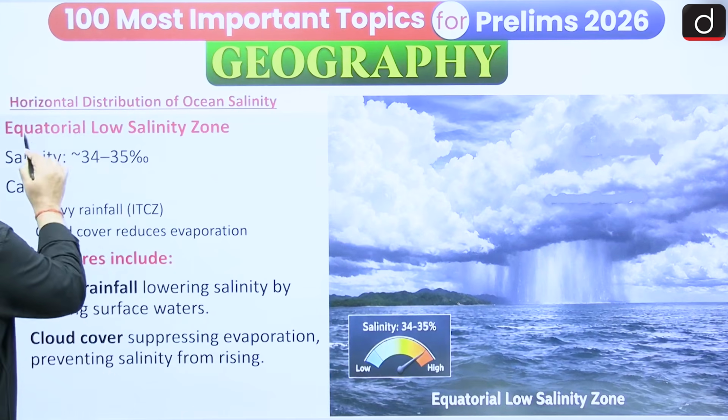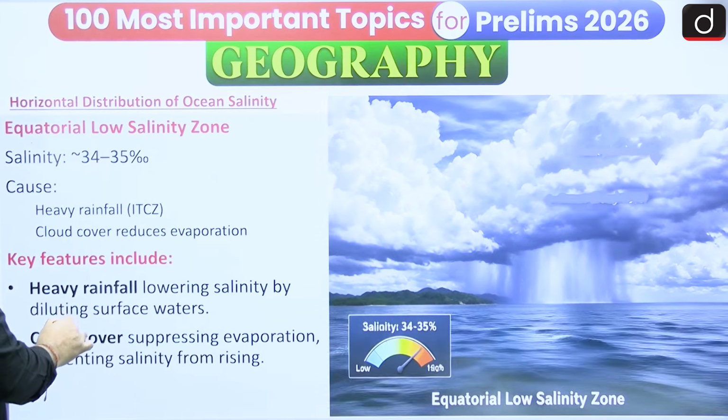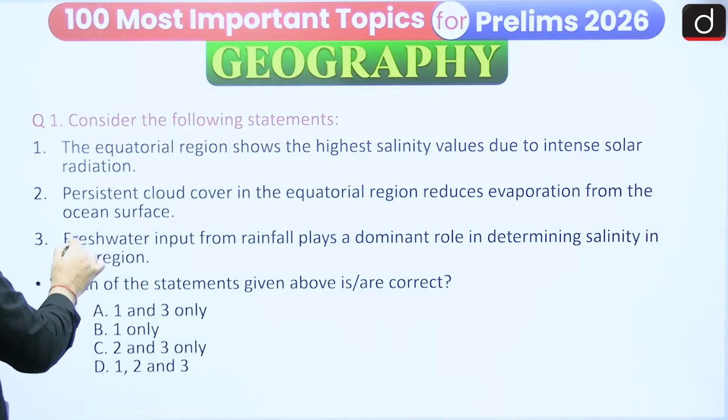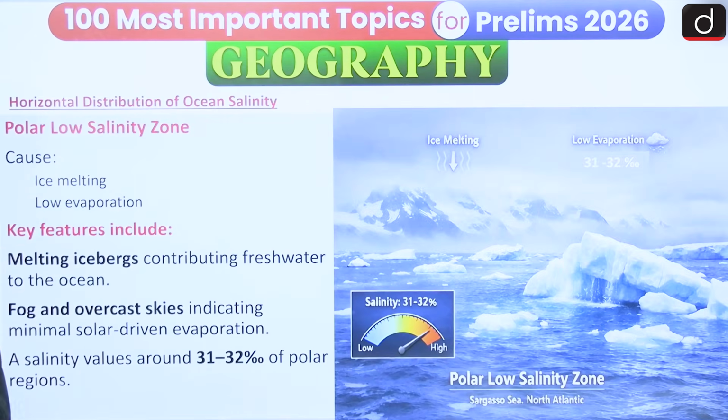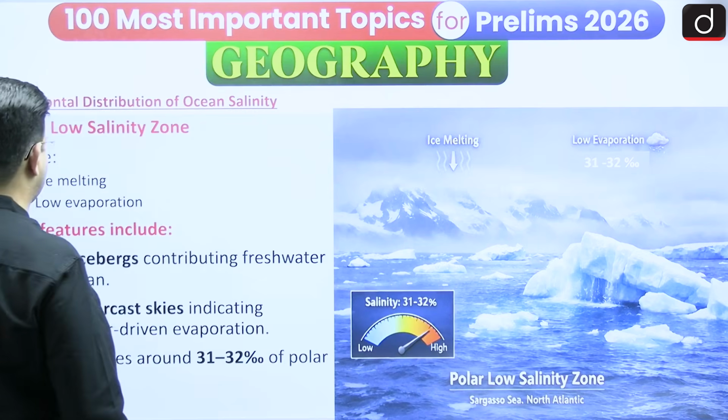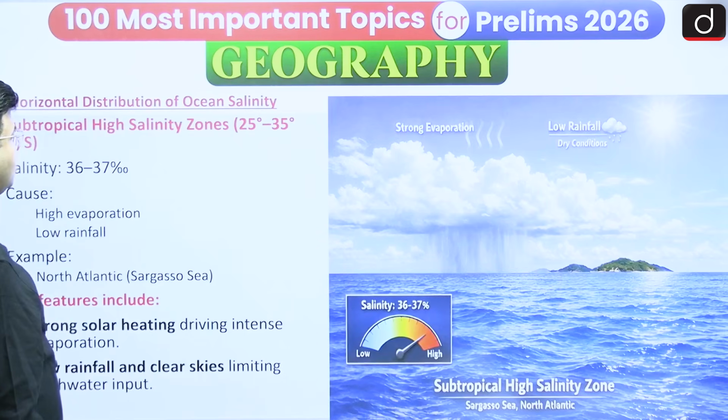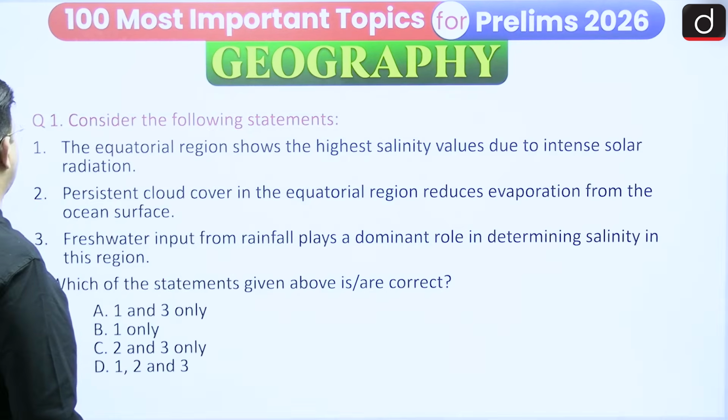In this one we have to say that it is an equatorial low salinity zone, and thereafter we have to see, like I said, the subtropical one, and then we will see the polar salinity zone. These are the three that we have to see. It is about, as I said, the horizontal distribution of salinity of the ocean.